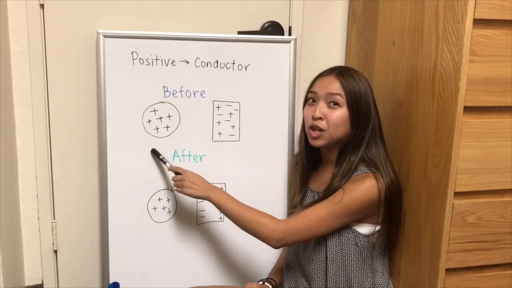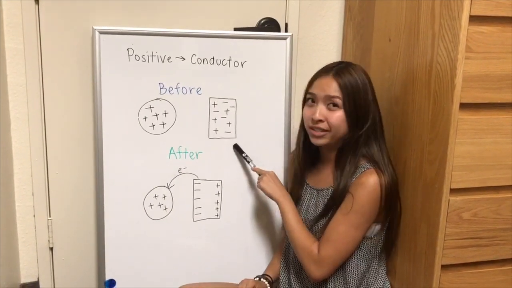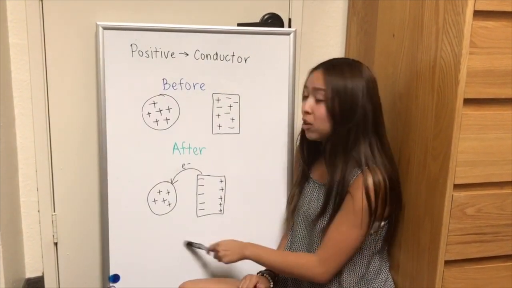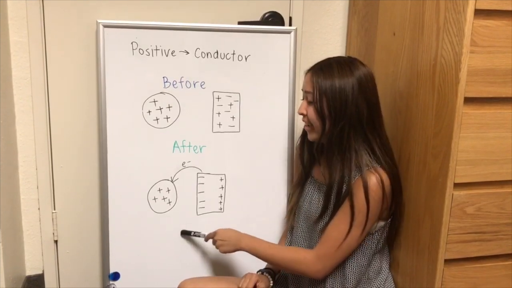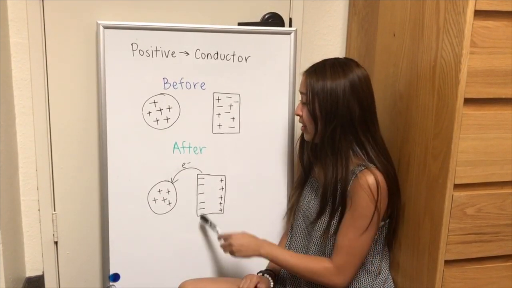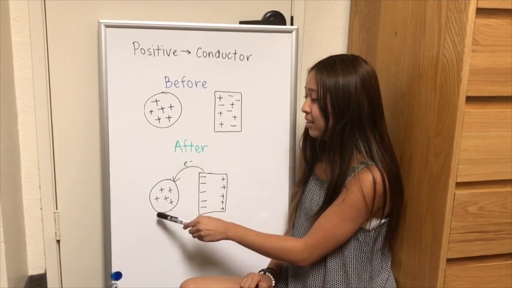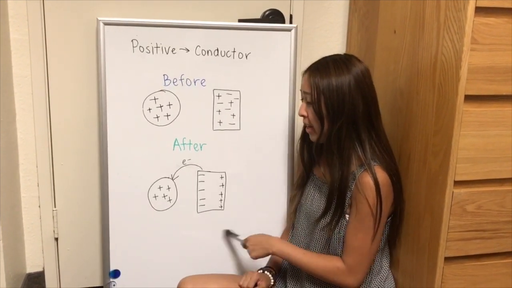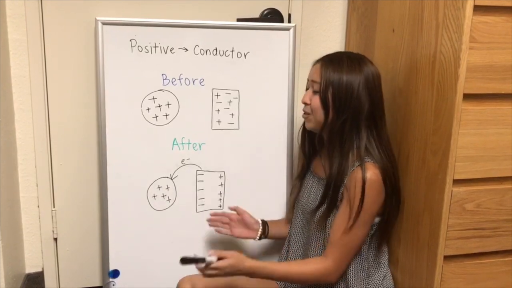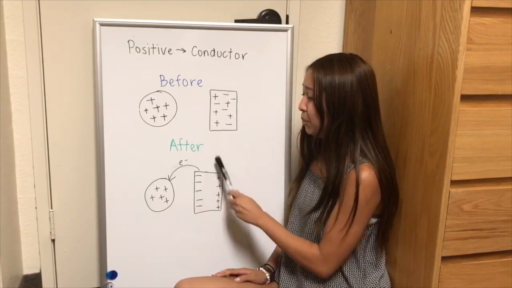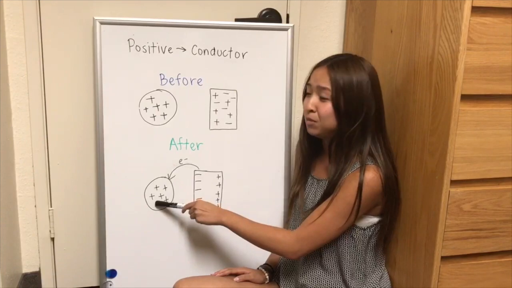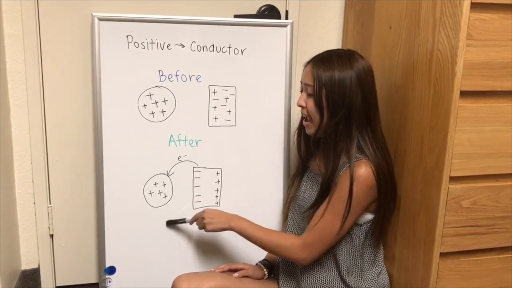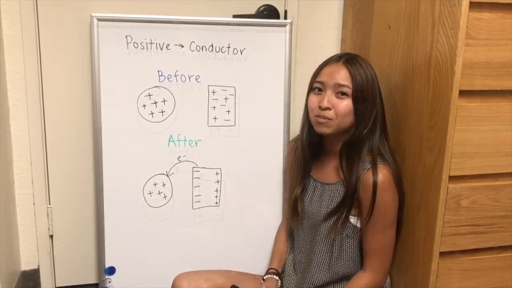You have a positively charged object and a neutral conductor. When you bring them close together but don't touch them, you're going to get charging by induction, where the negatives are going to come towards the positive charges and the positives will remain on the right, far away from these charges. If you touch them, these electrons are going to move onto this positively charged object until they're both neutral and they will not attract anymore.